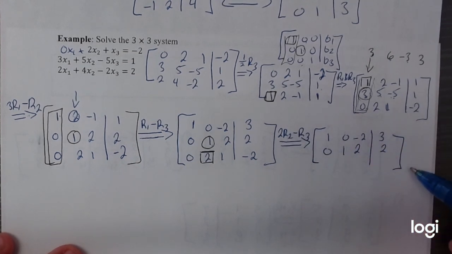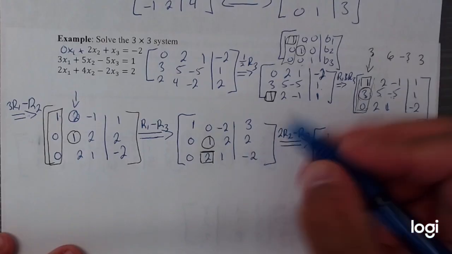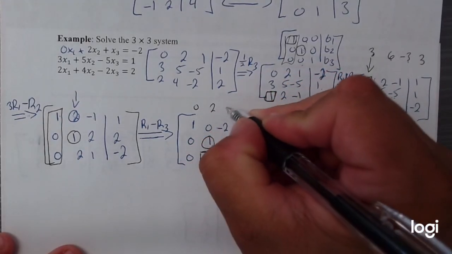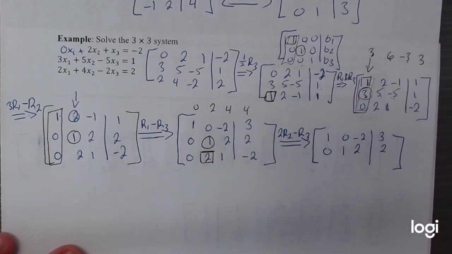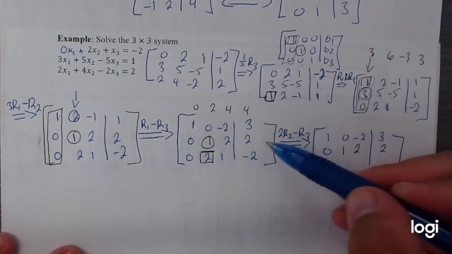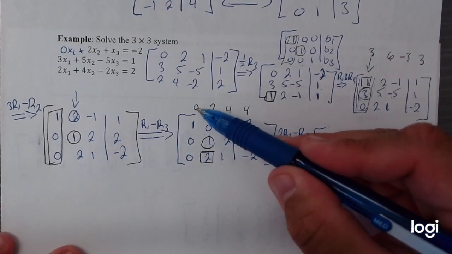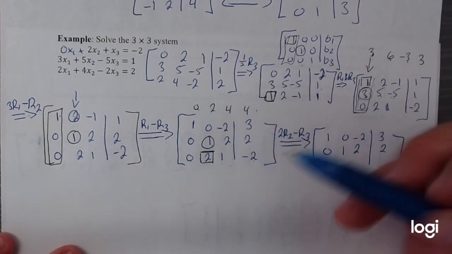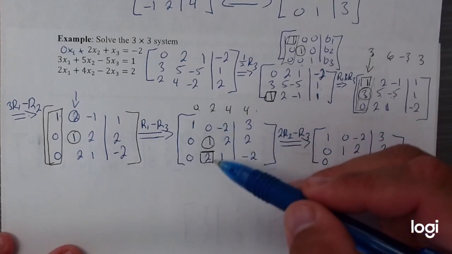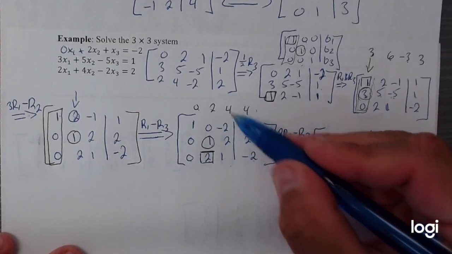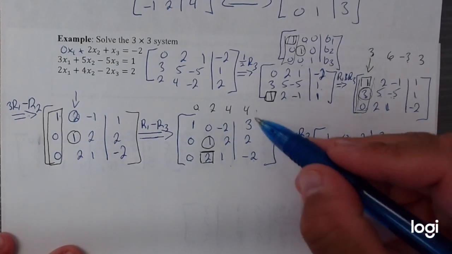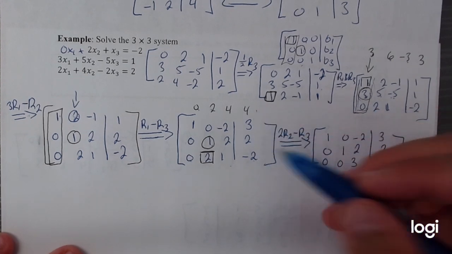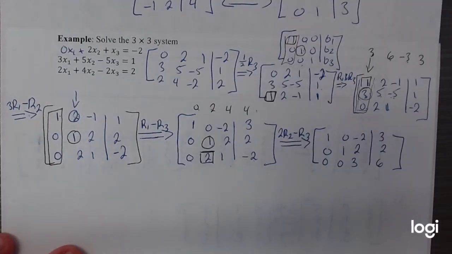Okay, so if I multiply this by 2, just for my little sake, I'll just put it on top of here. So 2, 2, 4, 4. That's the result of multiplying this whole row by 2. And now I'm just going to subtract down. So 0 minus 0, 0. 2 minus 2, 0. 4 minus 1 is 3. And then, now be careful, 4 minus negative 2. So that's 4 plus 2 gives you 6.